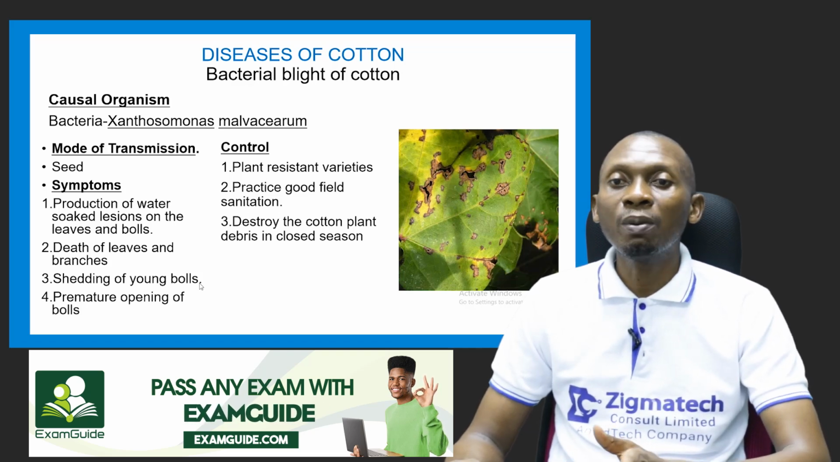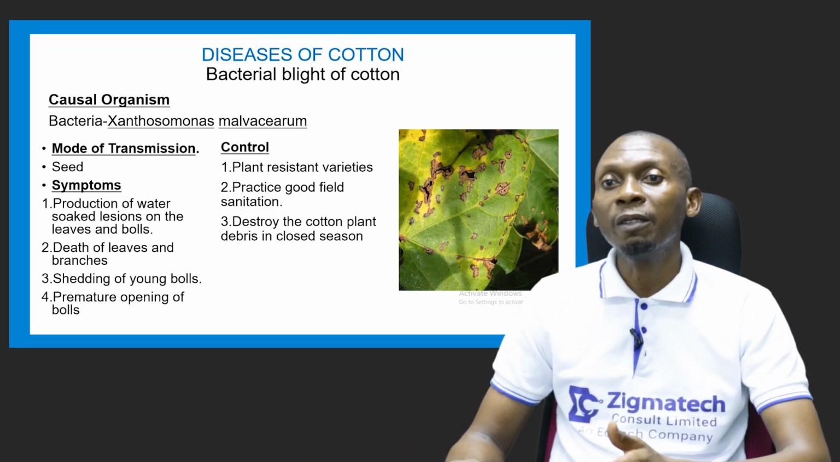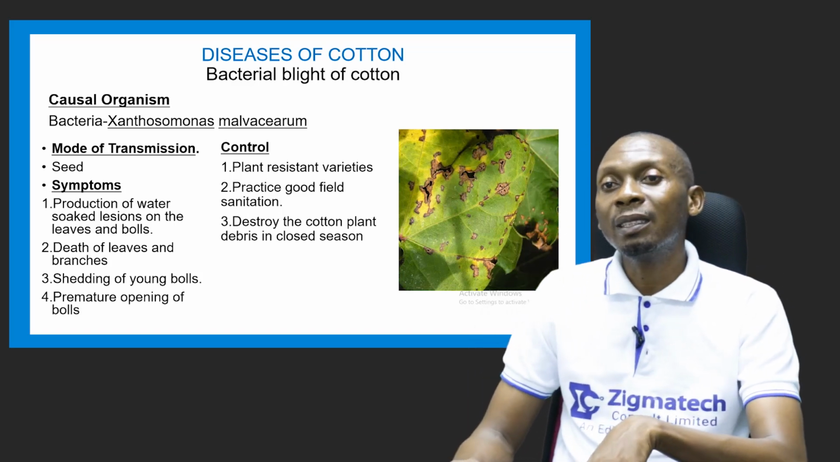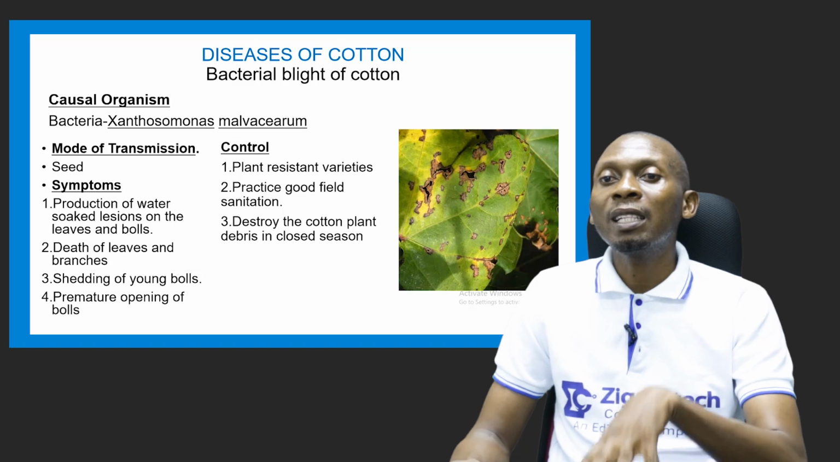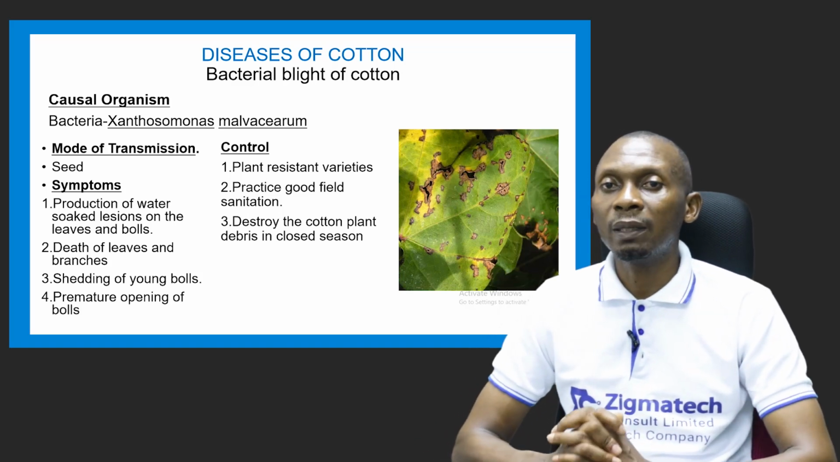There's also premature opening of bolls. Of course, cotton is also used for fabrics as well. Now, we have to talk about control here. You have to plant resistant varieties as well as practice good field sanitation. This will help to control this disease.